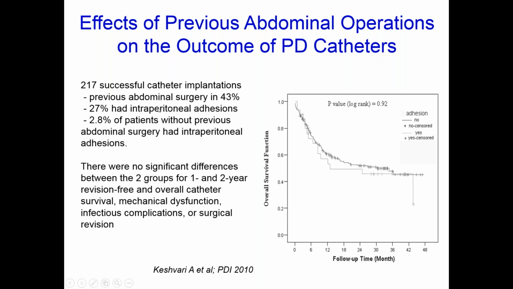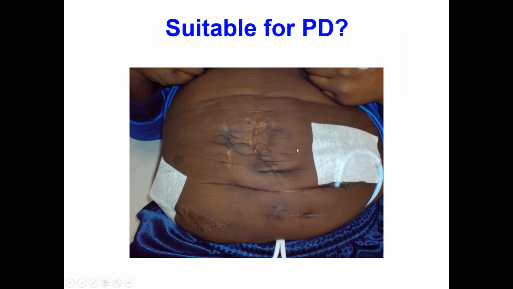And here they see that some patients had adhesions, and irrespective of previous surgery or adhesions, the outcomes are not different. And therefore, if you have a child with an abdomen like this, I wouldn't, at one glance, say impossible, we cannot do PD. If you are in a difficult situation, it may be worth considering and trying PD.